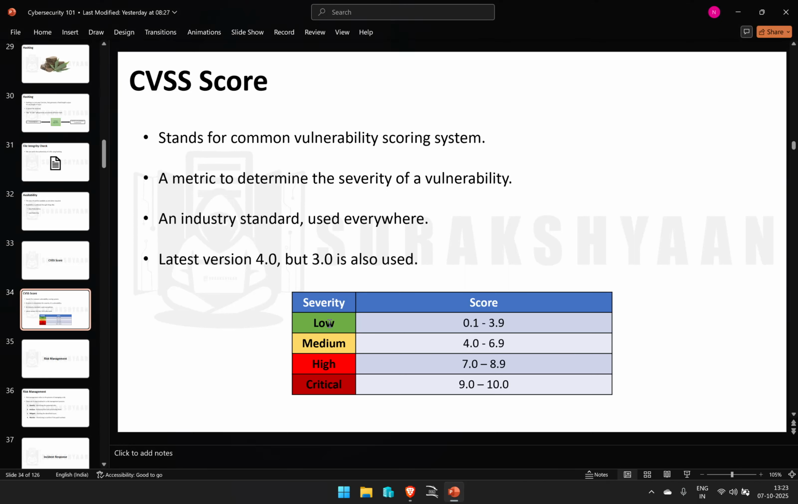Okay, and here we have all the range through which we can basically put our vulnerability into a particular category of severity, and then depending upon that we can choose which vulnerability to prioritize for fixing.